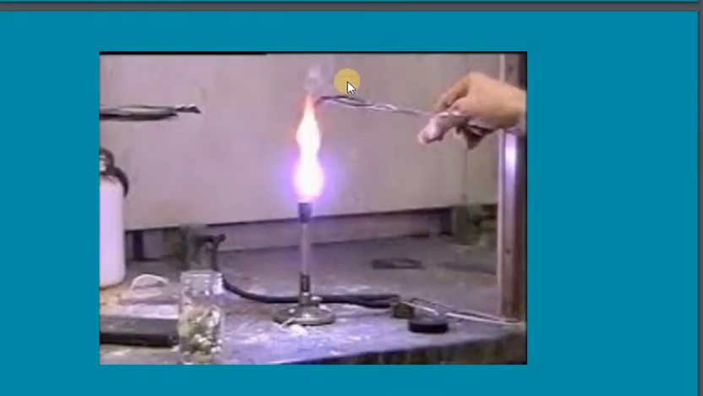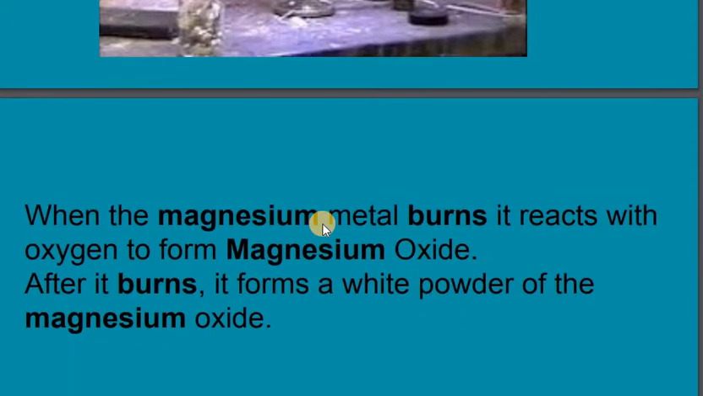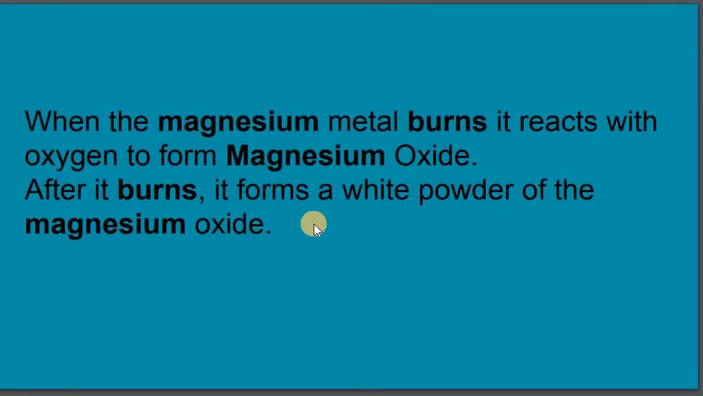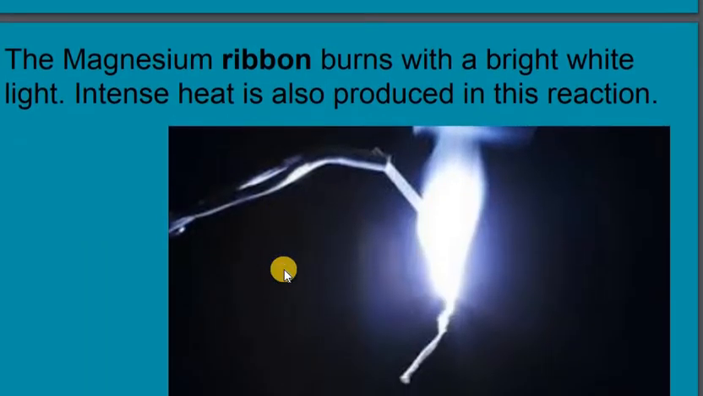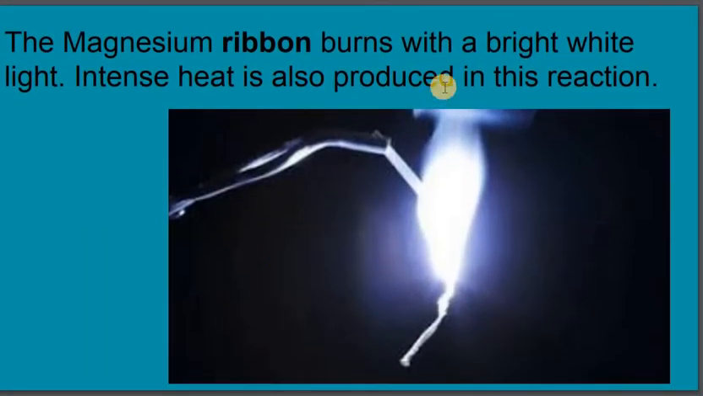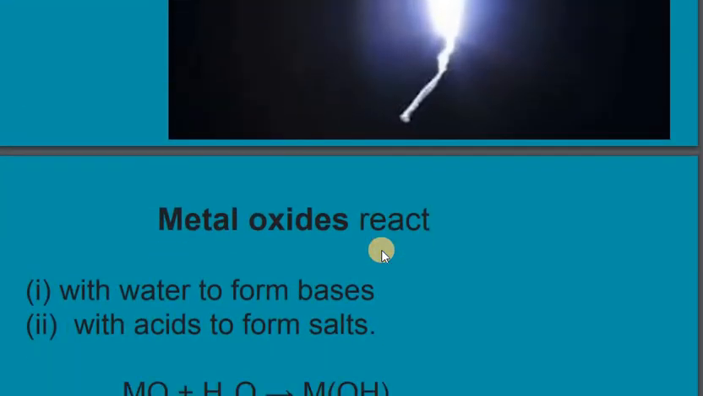So here you could see a magnesium ribbon is burnt. When magnesium metal is burnt, it reacts with oxygen to form magnesium oxide. It burns to form a white powder of magnesium oxide. The magnesium ribbon burns with bright white light, and intense heat is also produced in this reaction.